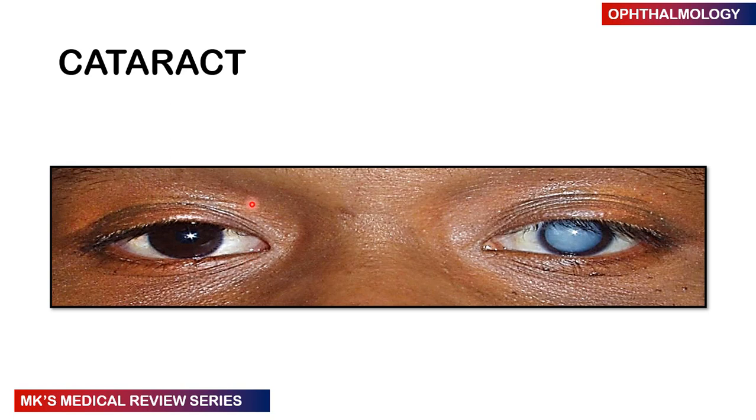Then on this side here you have the normal eye, so you can see that the opacity is covering the pupil, not the iris, within the iris. It's not in front of the cornea, it's not overlying.